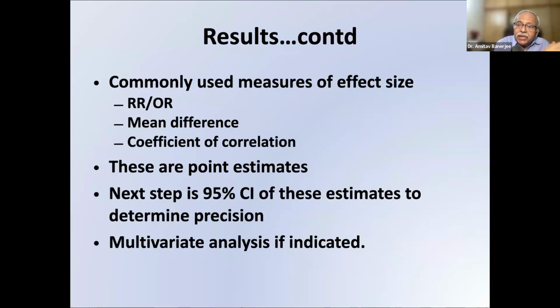What is the mean between the intervention and the control group? And if both are continuous variables, the predictor as well as the outcome, then there is a correlation coefficient. I'm not going into detail because I know this becomes very heavy. Whatever your findings in your sample are called point estimates. Around that, you have to give the confidence interval.